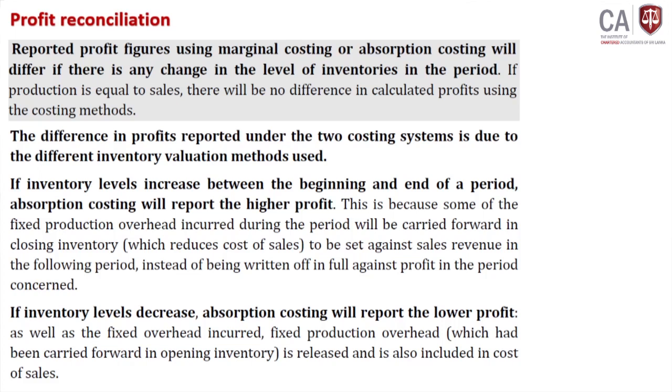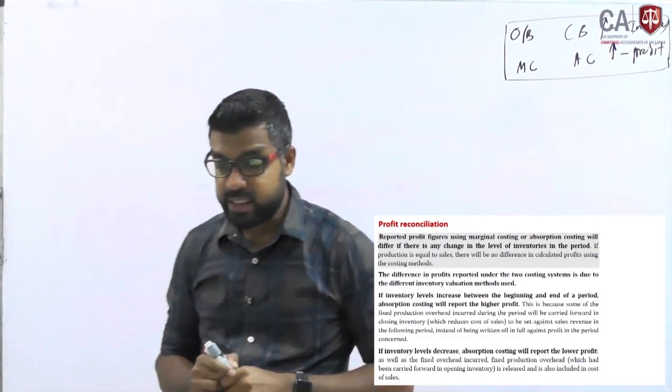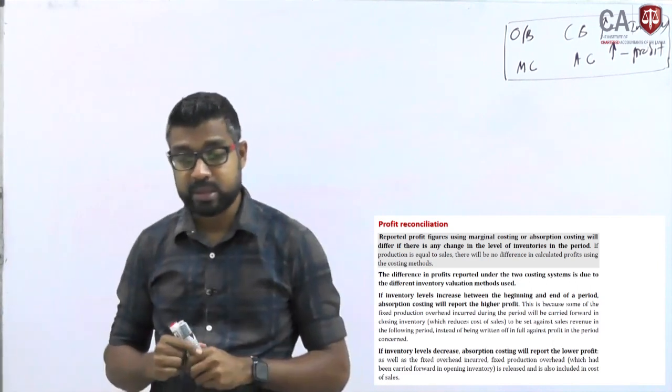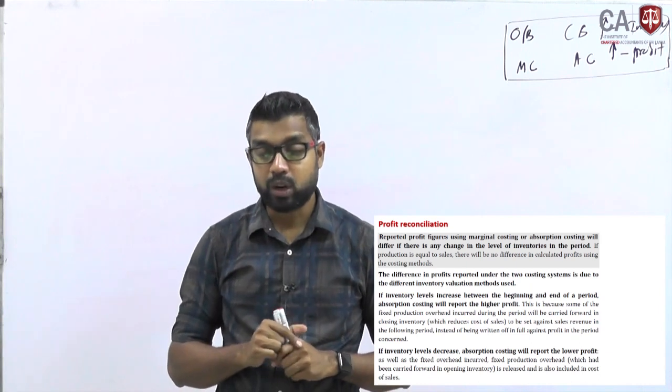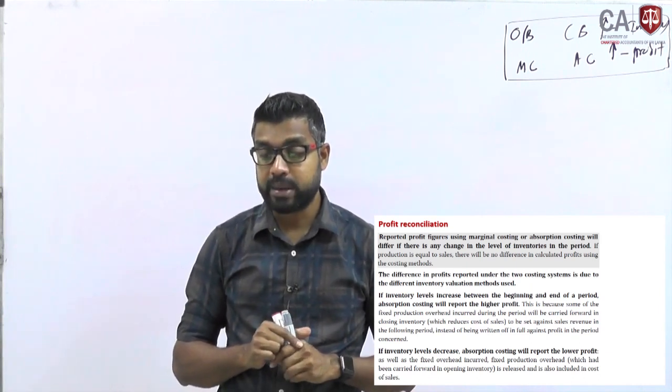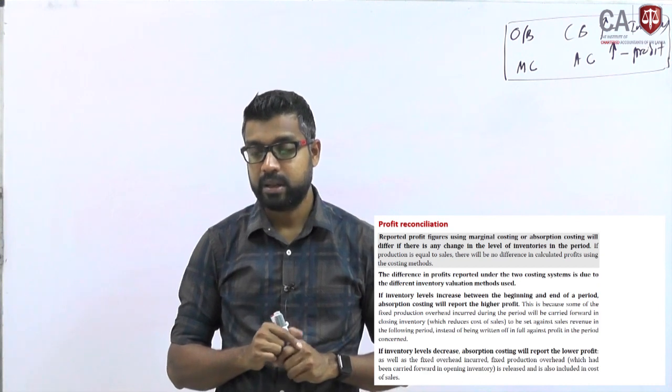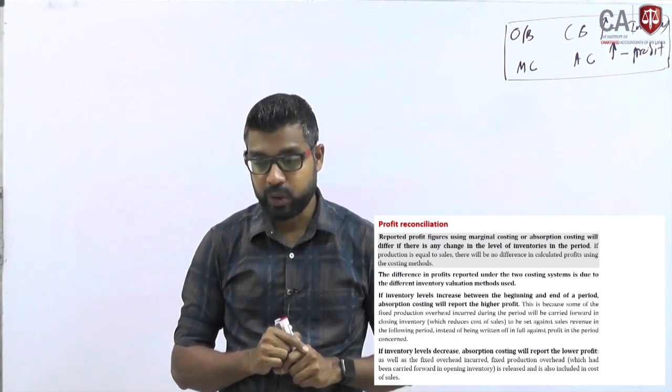when you compare profit calculated by using marginal costing and absorption costing, the profit figure reported in absorption costing is higher. If inventory level increases between beginning and the end of the reporting period, absorption costing will report higher profit. This is because some of the fixed production overhead cost incurred during the period is carried forward in closing inventory to be set against sales revenue in the following period.